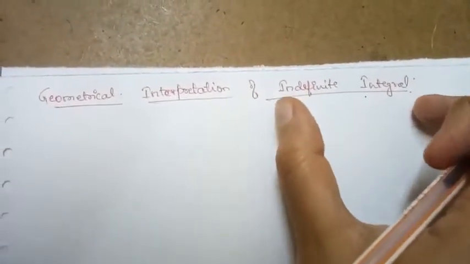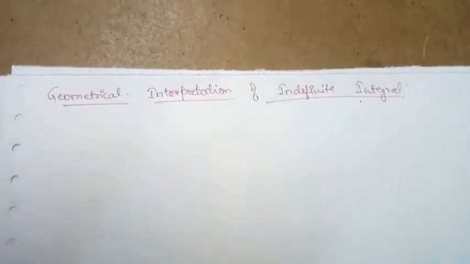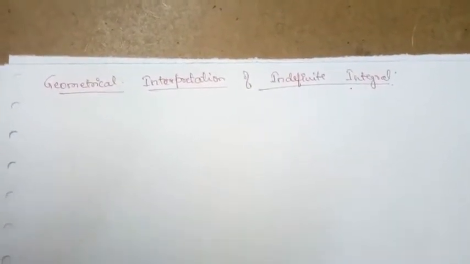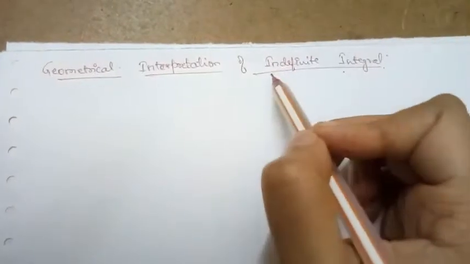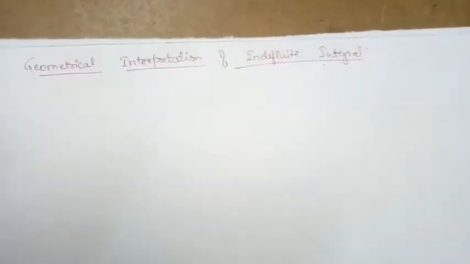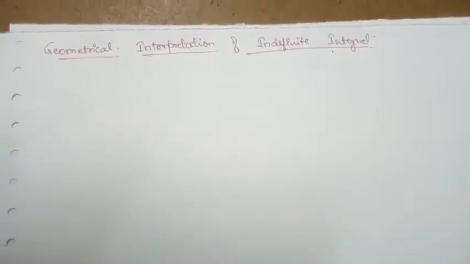Next, let us understand the geometrical interpretation of an indefinite integral. We have come across what an indefinite integral is. The integral we get, integral plus c, such a representation we call an indefinite integral, where we don't know the exact value of c.